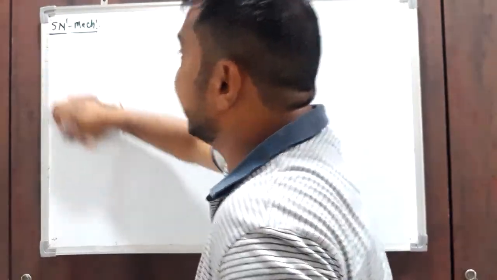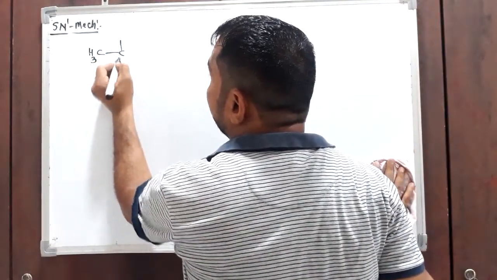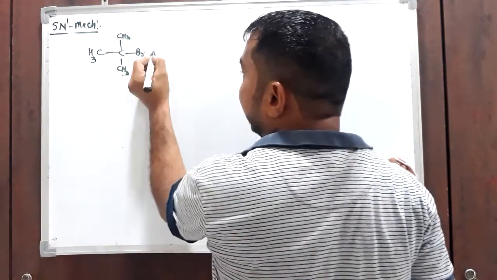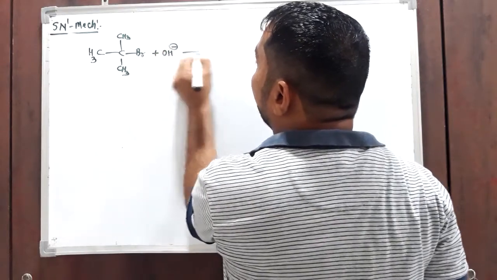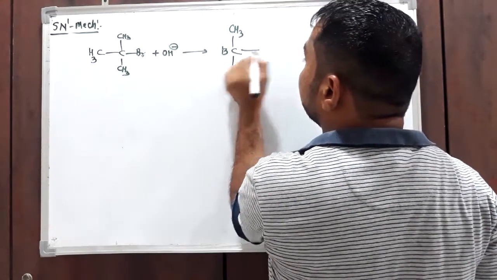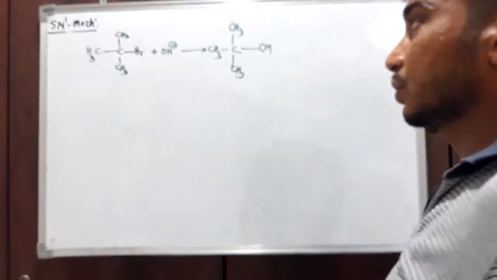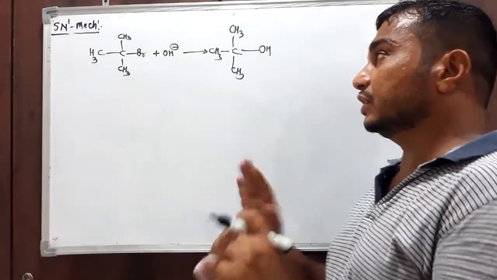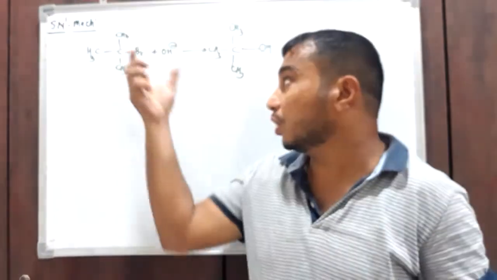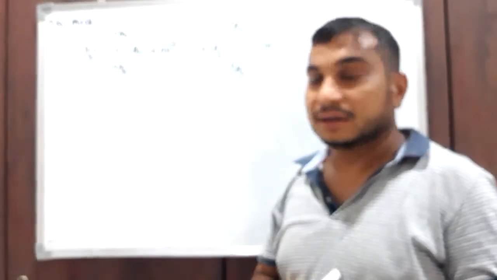See what happens in this reaction. The C-Br bond breaks and the C-OH bond forms. If we consider both steps taking place in the same step, that is, bond breaking and bond making taking place simultaneously, then you will get the product.